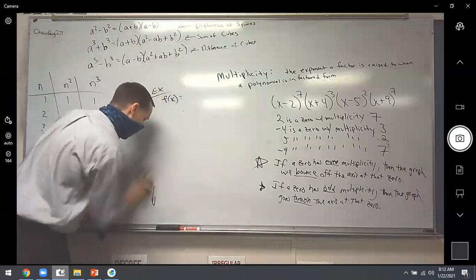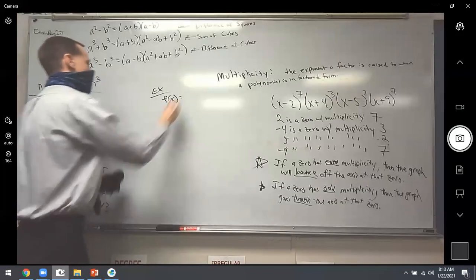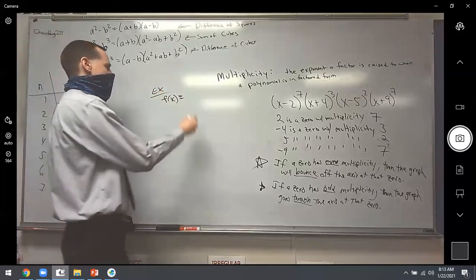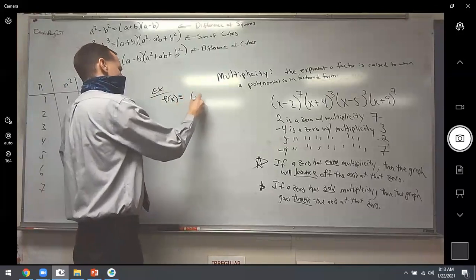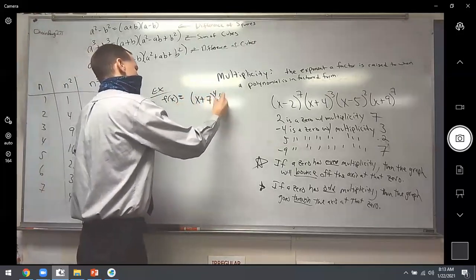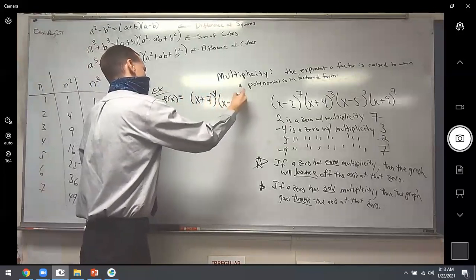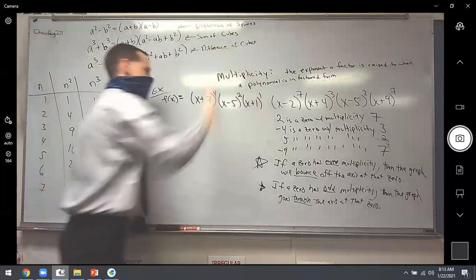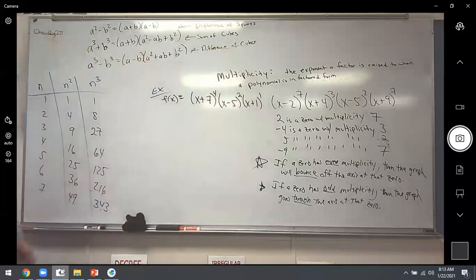Let's try another one. Example number 2. Let's say f of x is, oh, I don't know, x plus 7 to the 4th, and x minus 5 squared, and x plus 1 to the 1st. I don't even know why I wrote to the 1st.